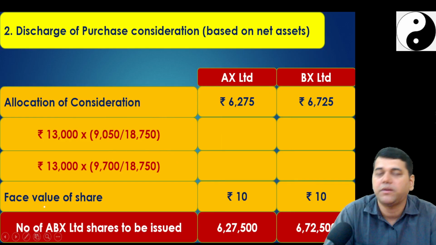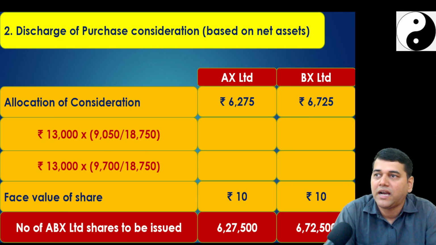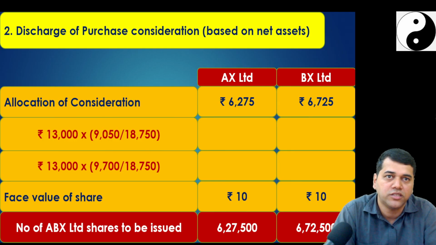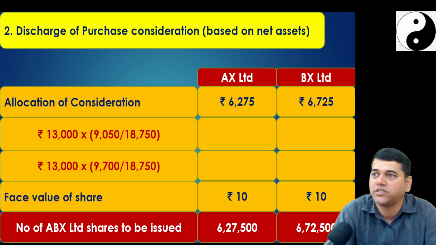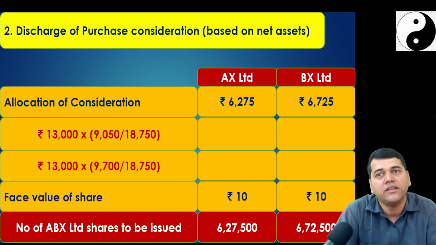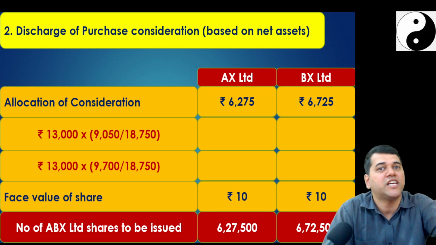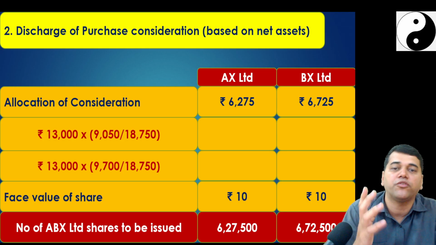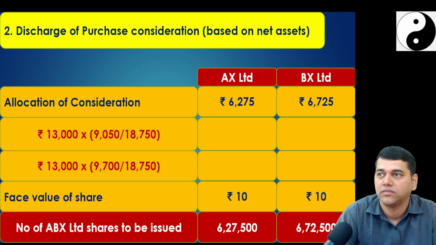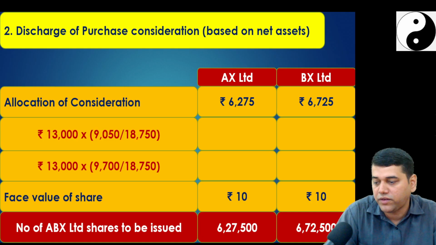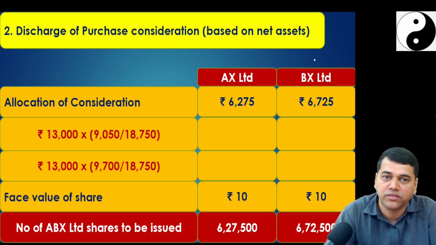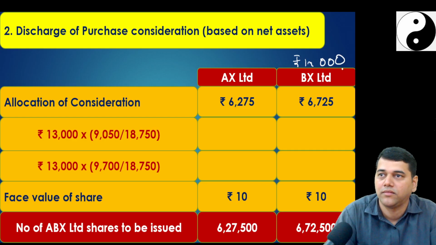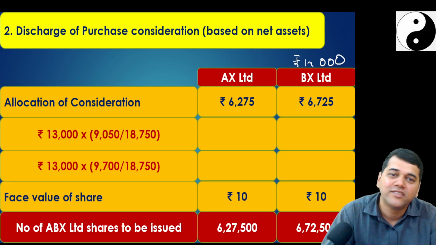Yes. So first part of the question we have done. They asked us to calculate the purchase consideration. We said the total purchase consideration is 13,000. And they said prepare a note of discharging the purchase consideration, because the question says ABX issued a number of equity shares. What is this 6,750? It is rupees in thousands. Understood, no? This was the doubt, right? This is rupees in thousands.